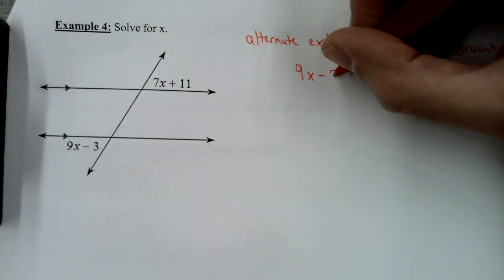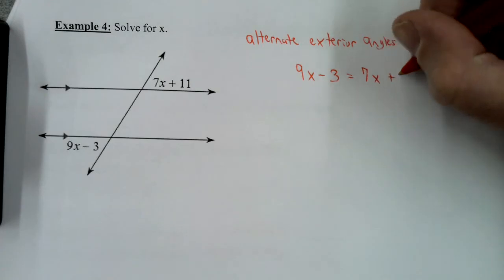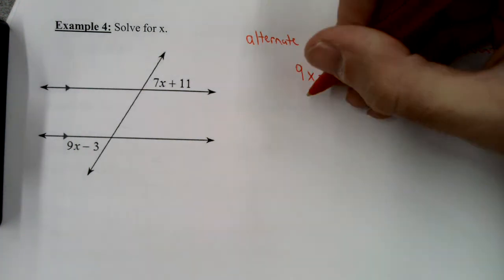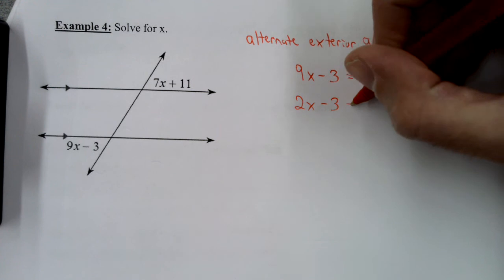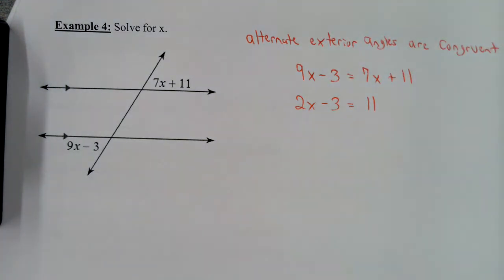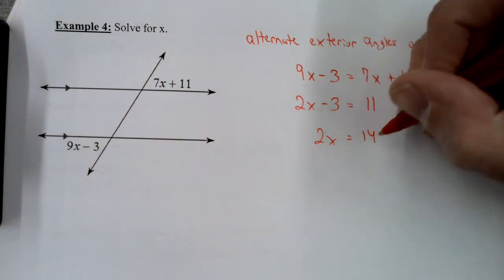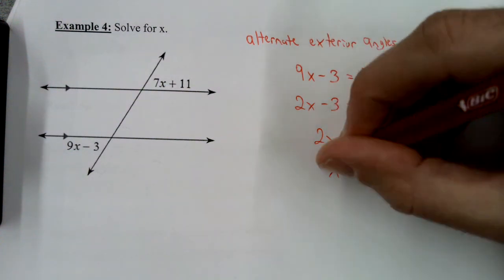9x minus 3 equals 7x plus 11, and solve that. So subtract 7x on each side. 2x minus 3 equals 11. Add 3 to each side. 2x equals 14. x equals 7.